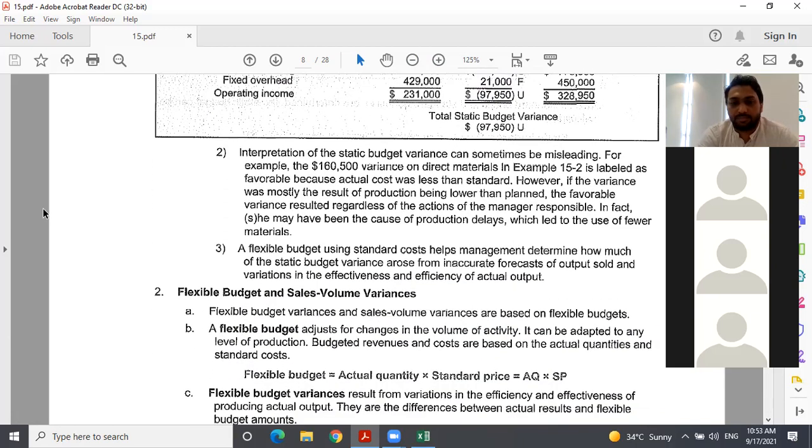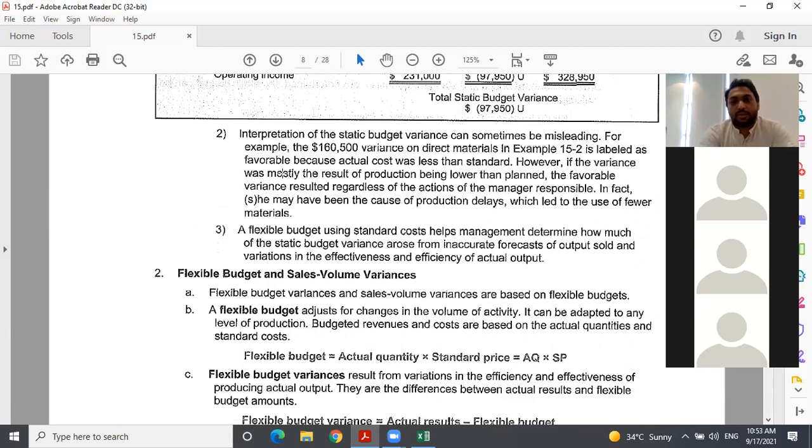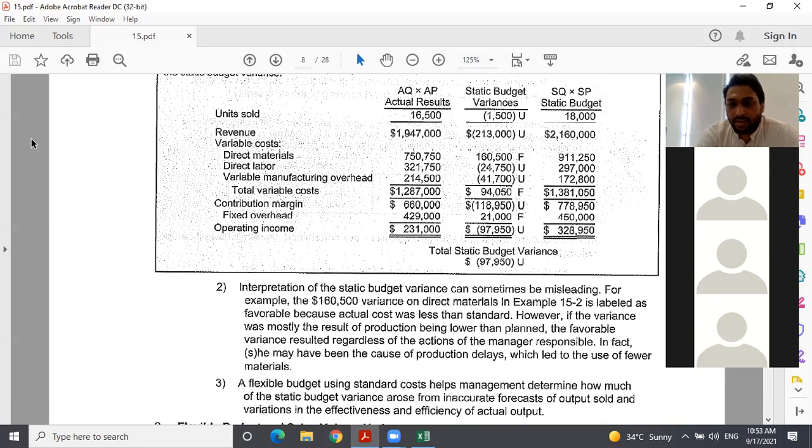So here, interpretation of the static budget variance can sometimes be misleading. For example, the 160,500 variance on direct material in this example is labeled as favorable because actual cost was less than the standard. However, if the variance was mostly the result of production being lower than planned, the favorable variance resulted regardless of the action of the manager responsible. In fact, he may have been the cause of production delays, which led to the use of fewer materials.